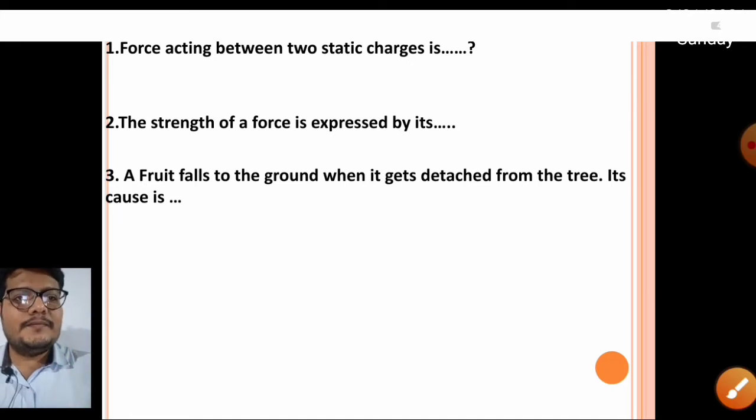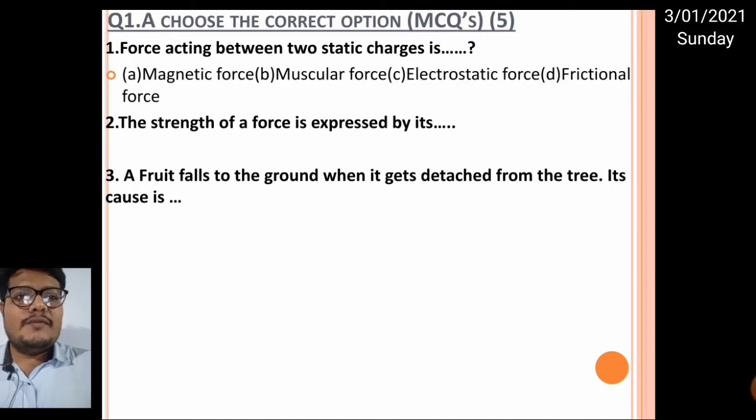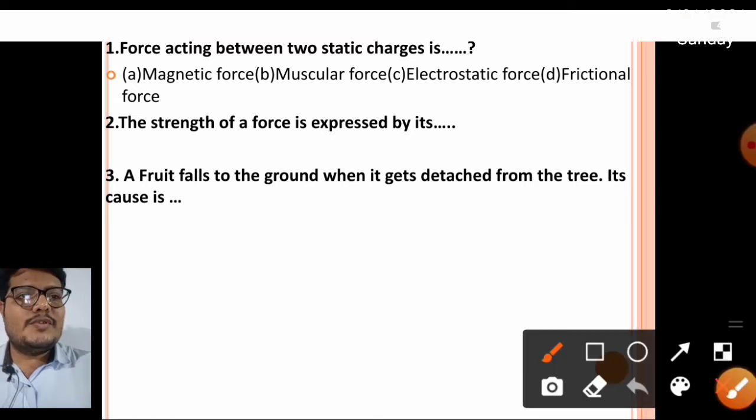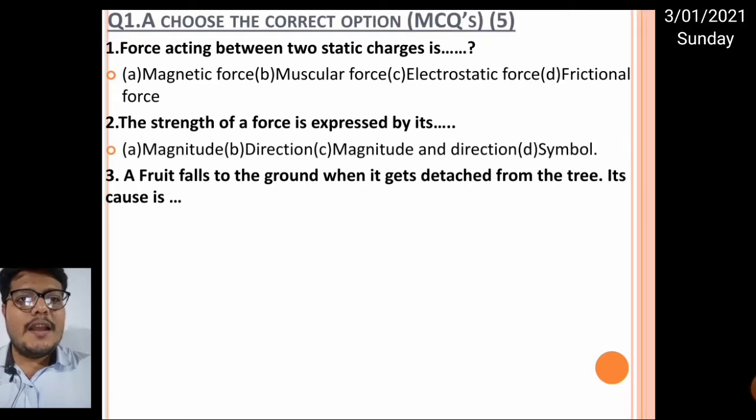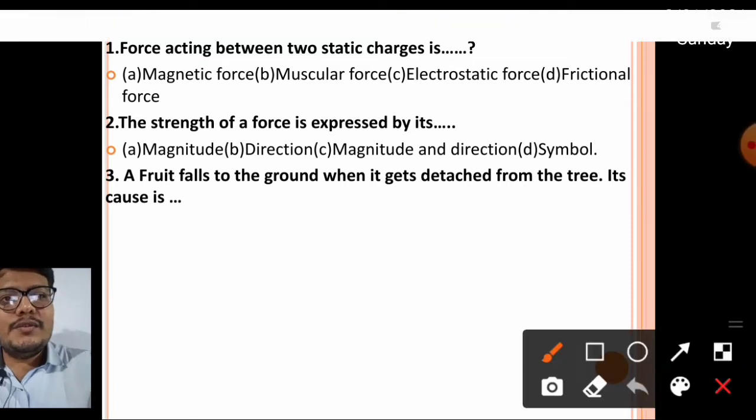See the options here. Magnetic force, muscular force, electrostatic force and frictional force. So what is our correct answer? That is electrostatic force, right? Okay, see second question. The strength of force is expressed by. Strength, right? See the answer options here: magnitude, direction, magnitude and direction, or symbol. Here they are talking about the strength of the force, meaning how powerful the force is, right? So it is expressed by magnitude. Our correct answer is magnitude, A option.